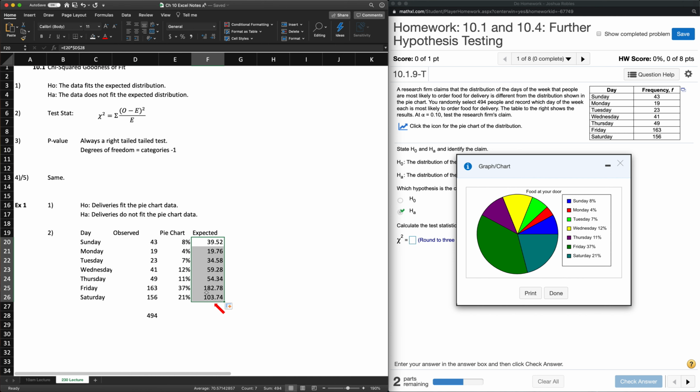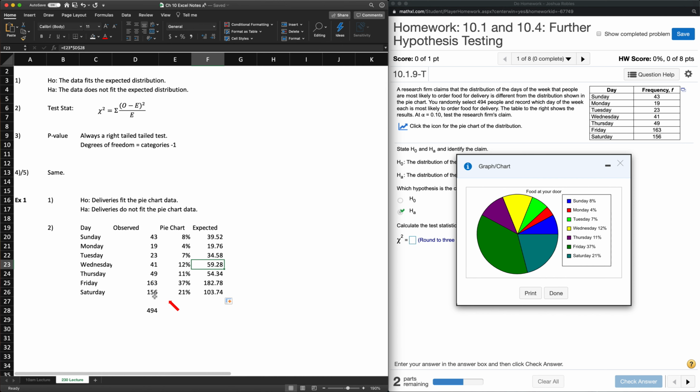So this is how many I would have expected per day, and we can see that they are close. Monday is almost right on. Wednesday is a little low compared to what we would have expected. Friday is also a little low, and Saturday is very high.